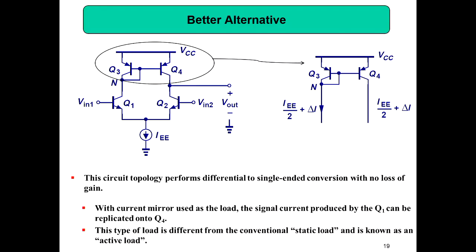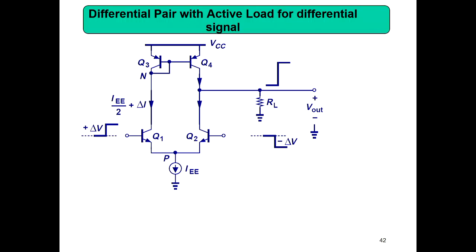Then how can I prove it? Now I am going to connect a differential signal. Here delta V step is increasing, and here delta V step is decreasing. You know, differential signal I have connected. So when I connect this differential signal, what will happen? What is the current here? If it is IW, then this current will be IW by 2, and this current will be IW by 2 plus delta I.